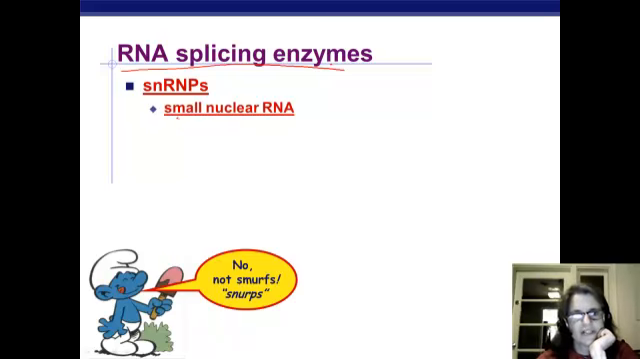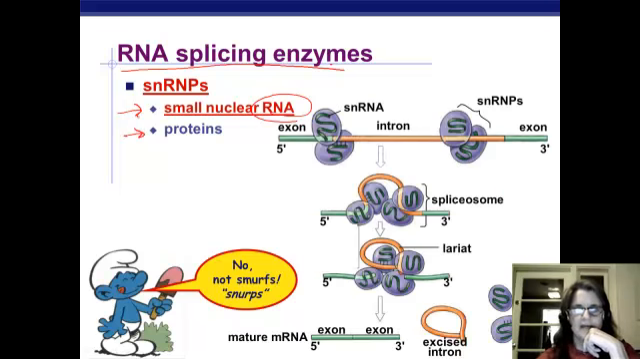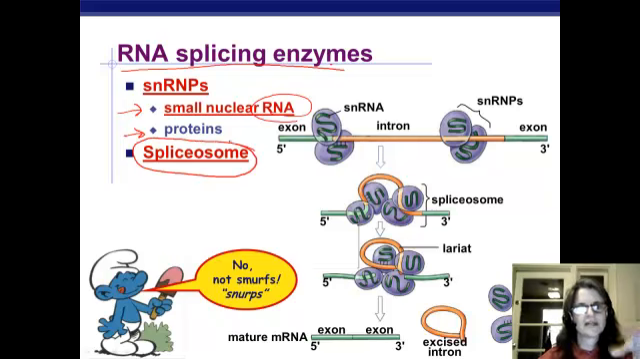SNRPs are actually small pieces of RNA, okay, and proteins. So let's not get too carried away. It's RNA and protein complexes, okay? And they come together to make things called spliceosomes. It's like a little cutting and pasting machine, okay?